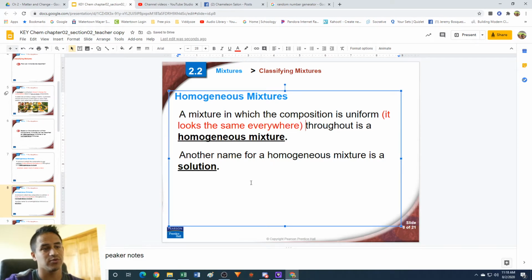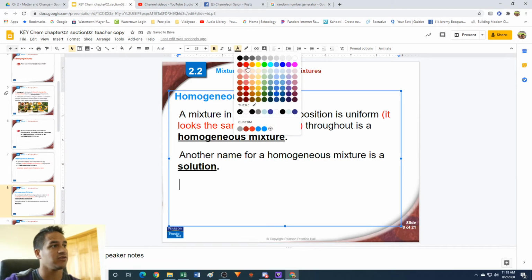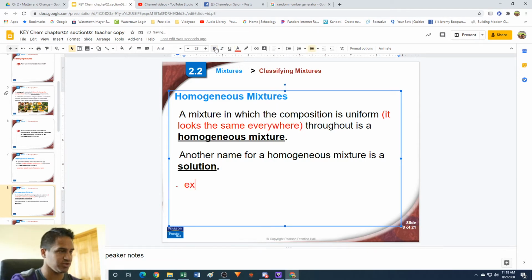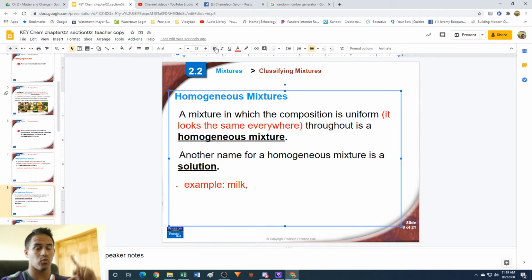Another name for a homogeneous mixture is what we call a solution. Okay, so examples of homogeneous mixtures. Milk. Milk is a great example. Now, if you've ever seen a glass of milk, which I'm sure many of you have, you probably don't know that in milk there's water, there's fats, there's proteins, there's milk sugar, there's all kinds of stuff in milk, right?